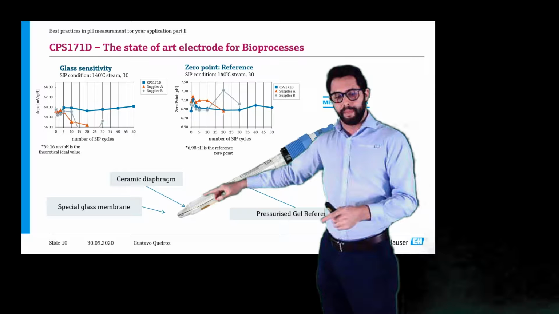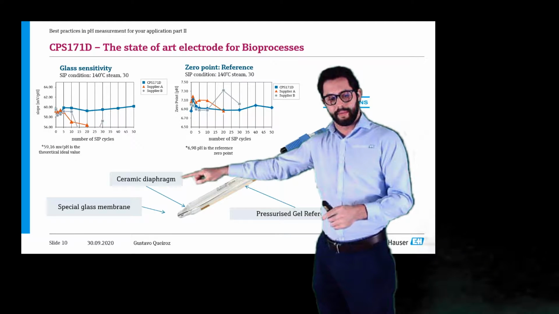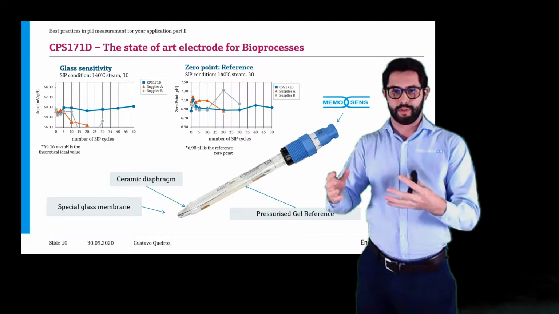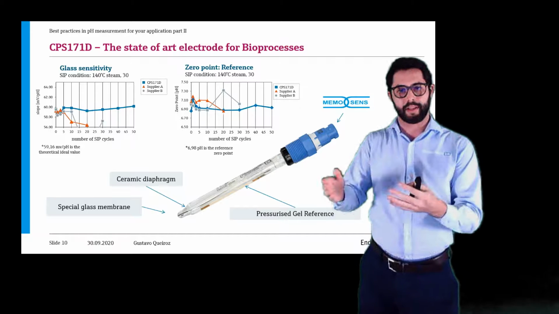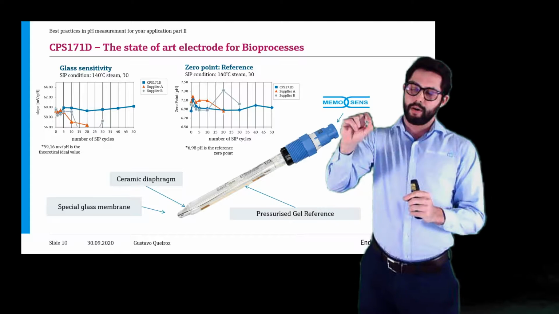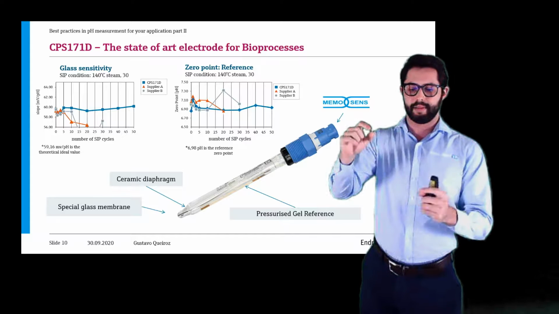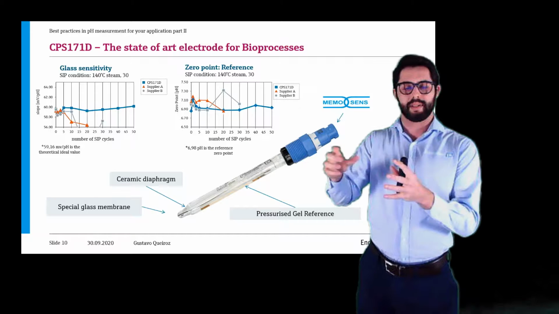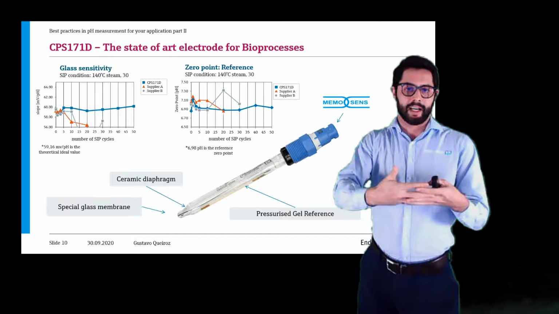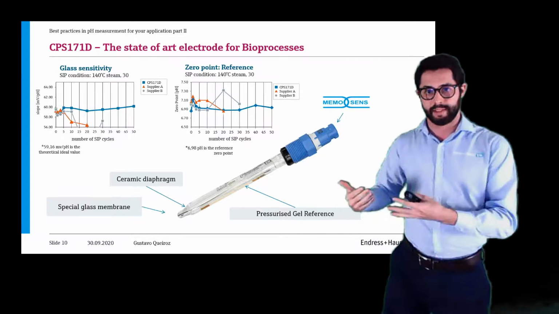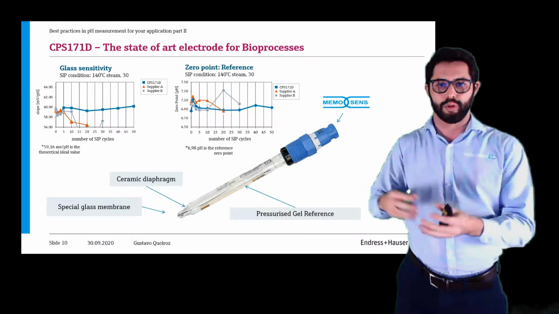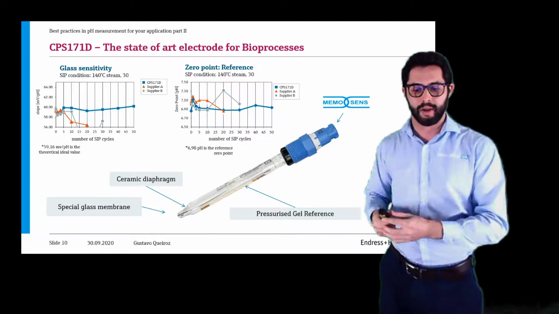Just a brief comment that I forgot to mention. All the pH electrodes need to have what we call a ceramic diaphragm. These are the porous materials that close the electrical circuit between the inner part of the electrode and the outside. We have very tiny pore sizes, usually smaller than 0.1 micron, to avoid any bacteria or microorganisms going inside the pH electrode and consequently becoming a potential source of contamination of your process.